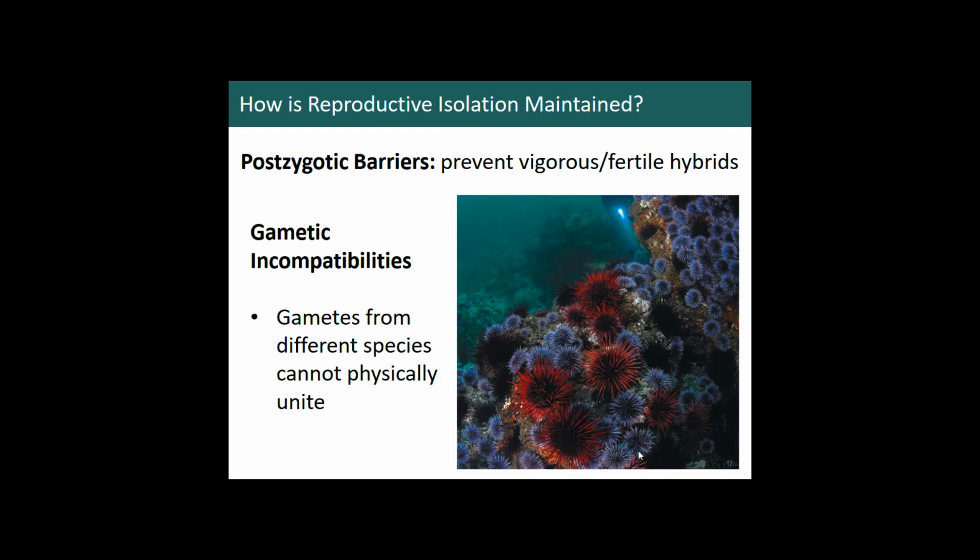Do you have a question? Yeah, I was just going to ask you, because of the hybrid vigor, is that just like, the species have to be more closely related from the get-go? Like, would that be a postzygotic barrier, where the species are just too far apart to begin with for hybrid vigor?